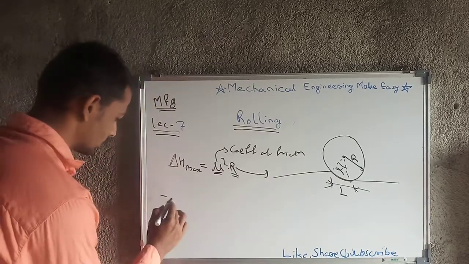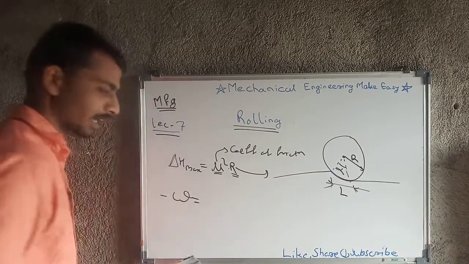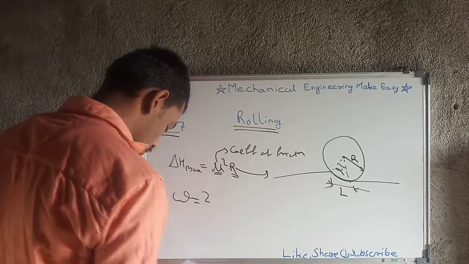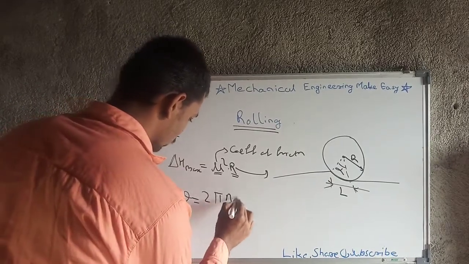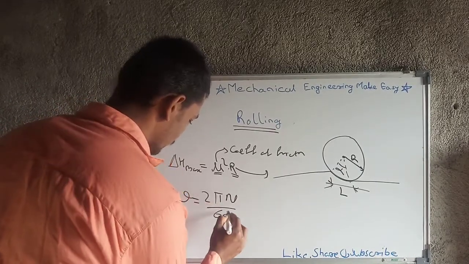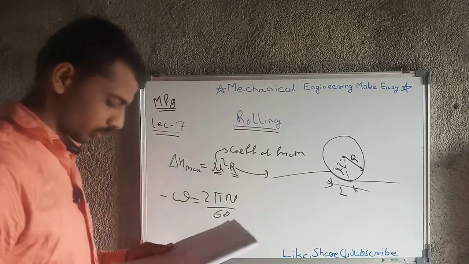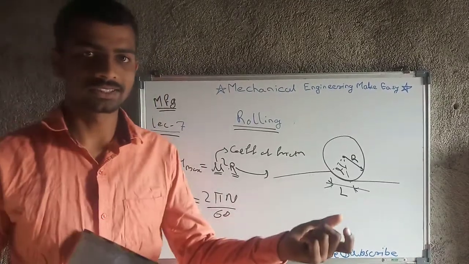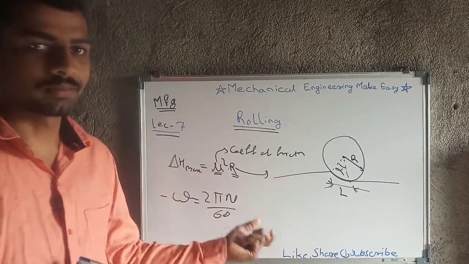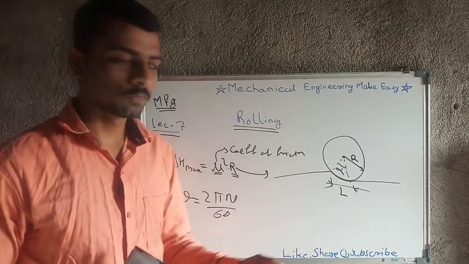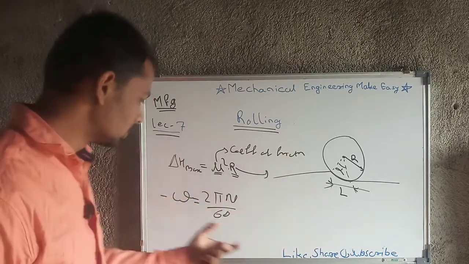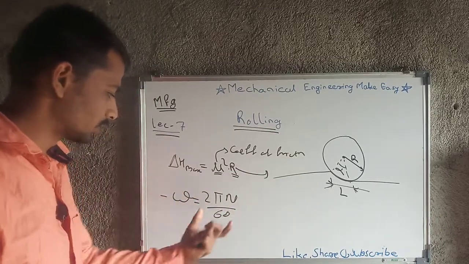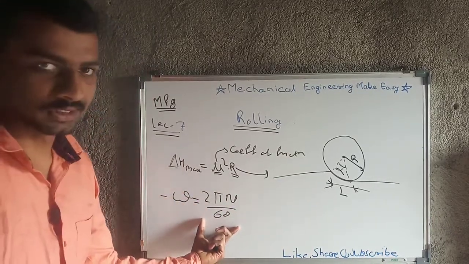Then there is omega, that is angular velocity, 2 pi n by 60. This is a common formula, but again you may forget it for some reason, because velocity will have the equation pi d n by 60, pi d n by 1000, 2 pi n by 60. Number of equations are there. For specific rolling, we are going to calculate angular velocity, and that has the equation 2 pi n by 60.